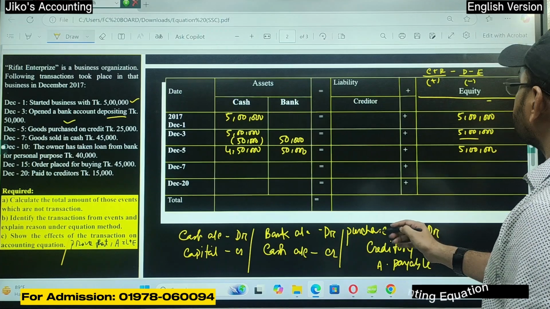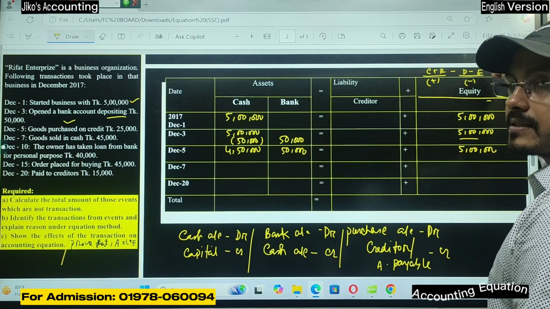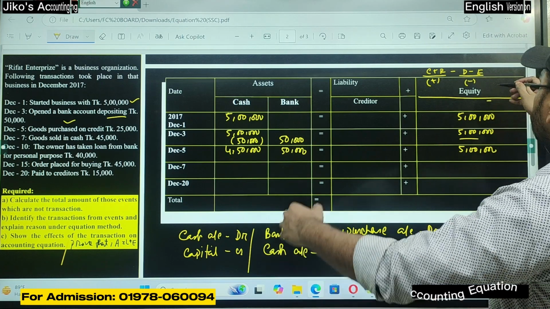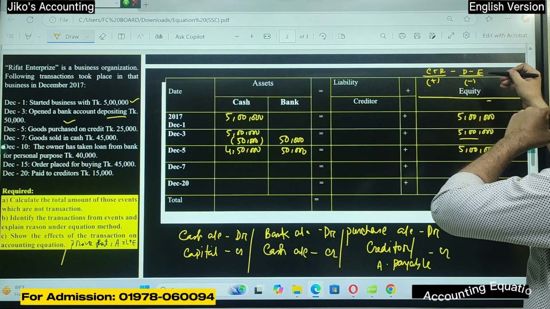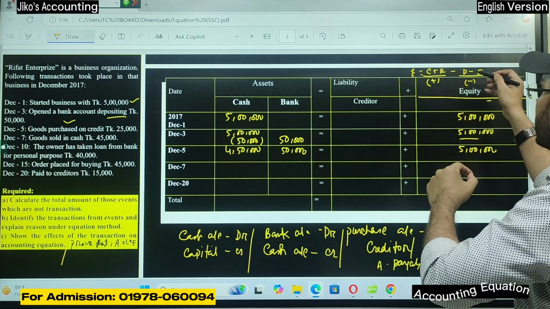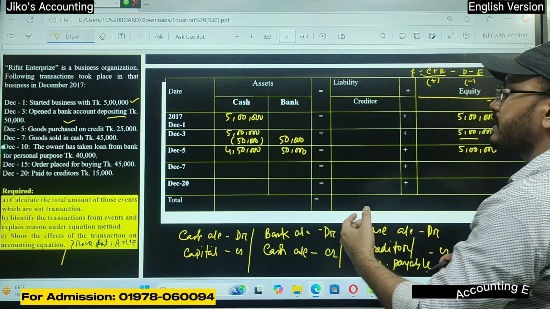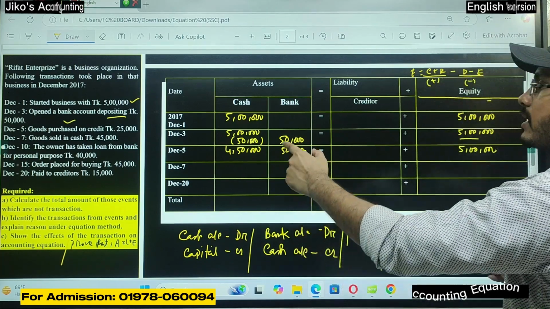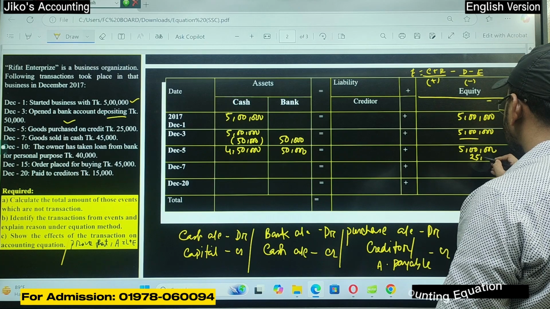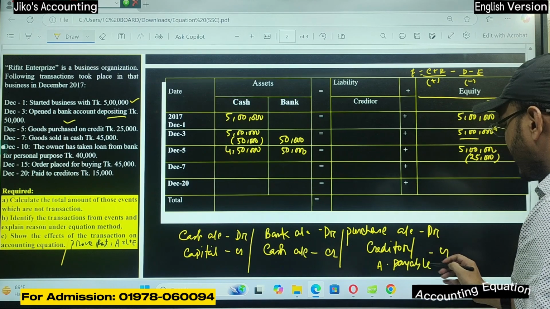Now you need to get purchase. Purchase is the element of expenses. So whenever expenses happen in the business, that indicates the reduction of the equity. That means we have to deduct this amount. What is our amount here? 25,000. Deduct 25,000 taka.